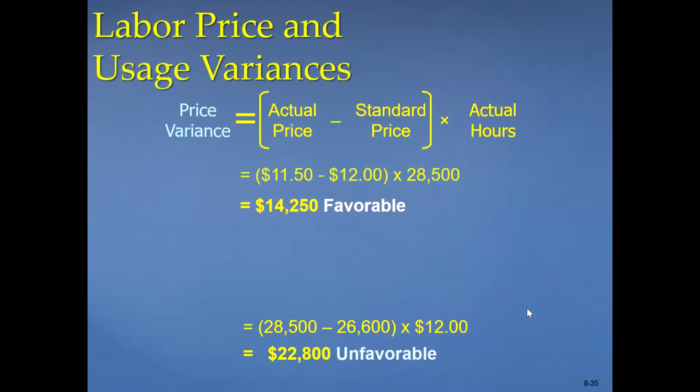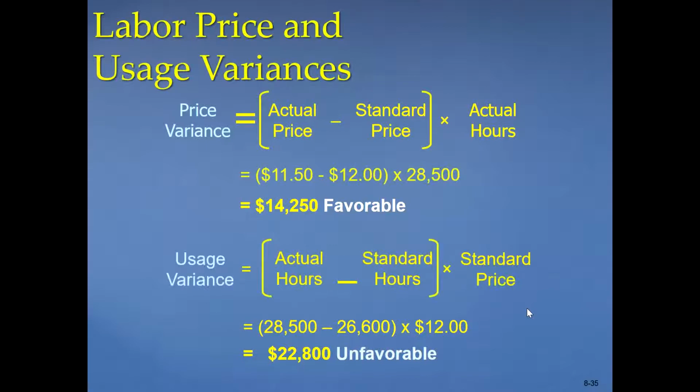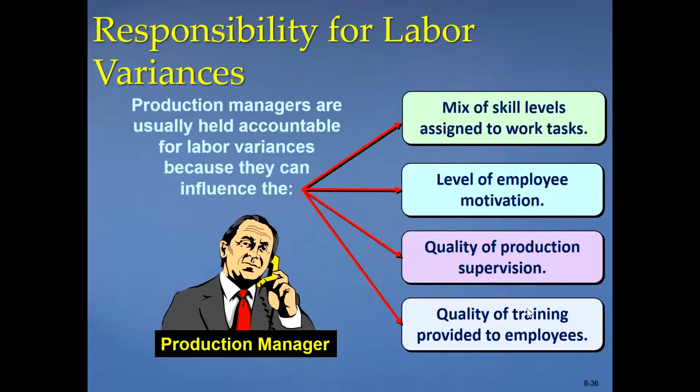This is the same. Again, using a formula you can calculate this one also. It is exactly the same method. Now again, who is responsible for this labor variance? Maybe the production manager is normally responsible for this variance, because the production manager is the one who can influence the skill levels of those who are assigned to different work tasks.